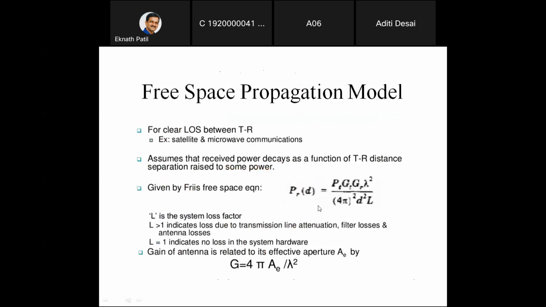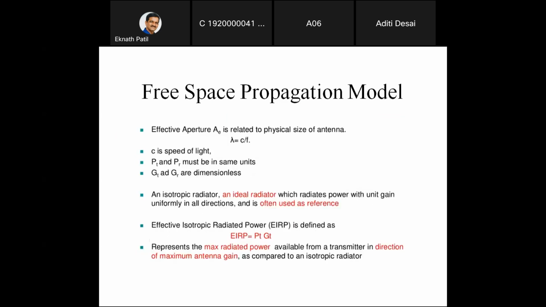So PR, the power at distance d from the transmitter, is equal to PT GT GR lambda square divided by 4 pi square d square into L. L is the loss factor. That loss factor can be greater than 1, less than 1, or equal to 1, which we have to keep in mind. These two equations are very important as far as your assignments, your MSE, your ESE are concerned. So keep that in mind and do the preparation in that way only.